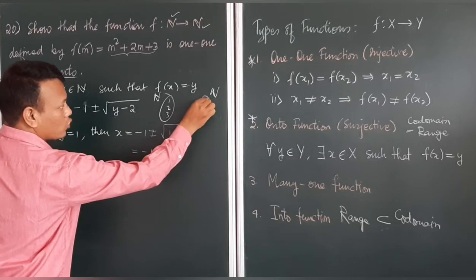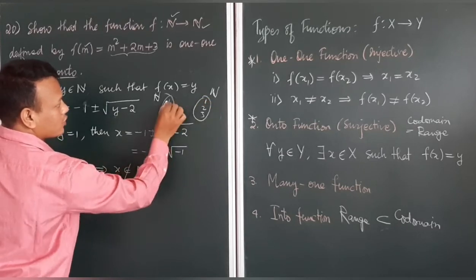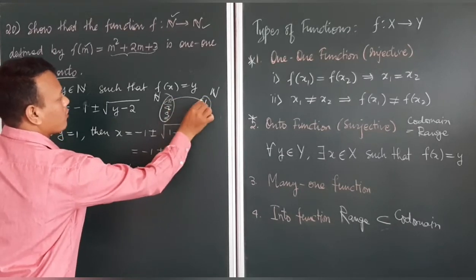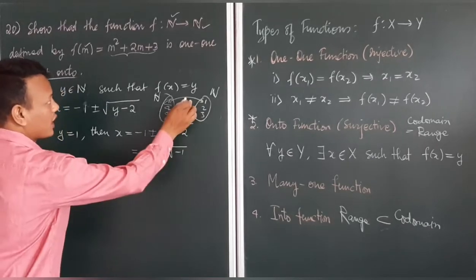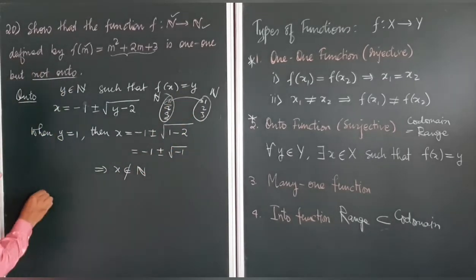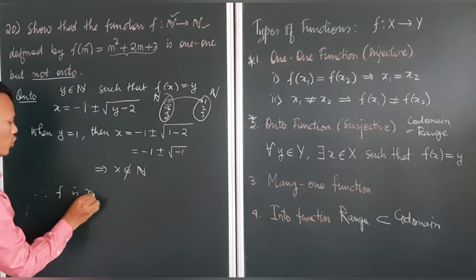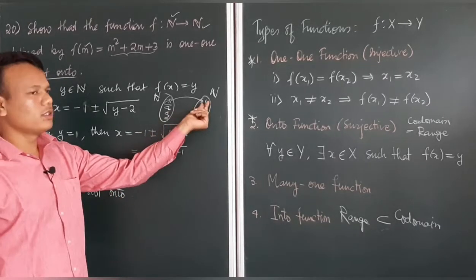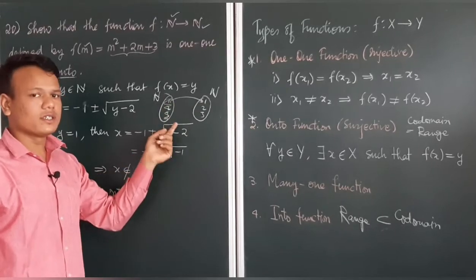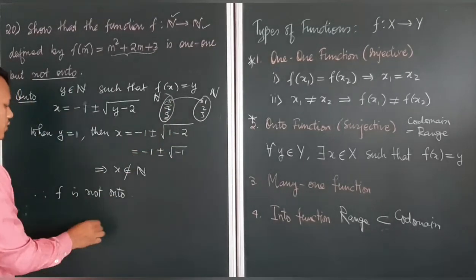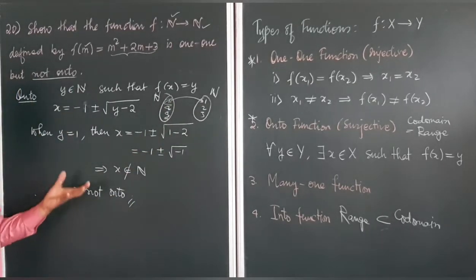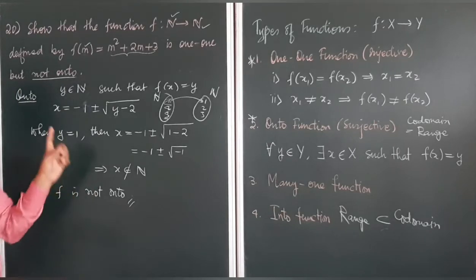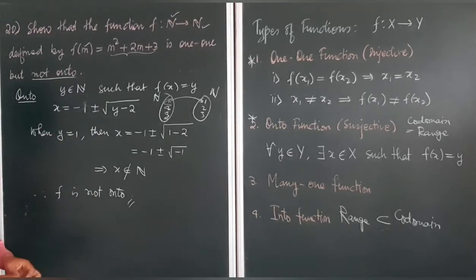Whenever I choose 1, I see that there is no element from the first set which is mapped with 1. So that's why the function f is not onto, because 1 is not mapped with any element from the first set, isn't it? So that's why f is not onto. This is how we show whether a function is onto or not. So pause the video and note it down.